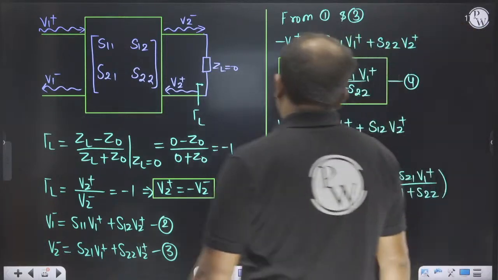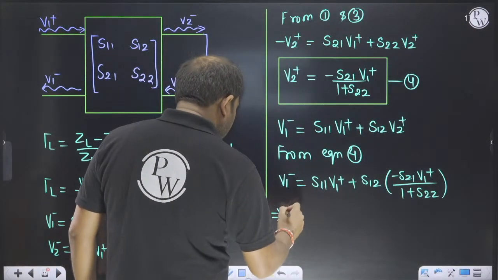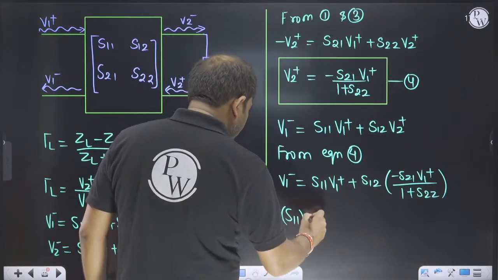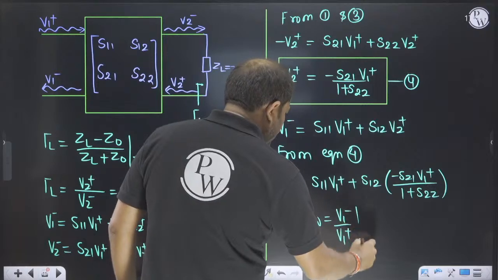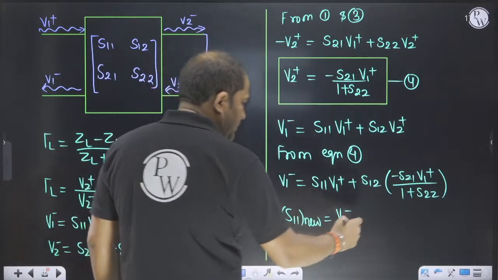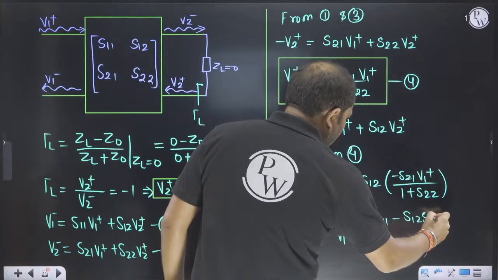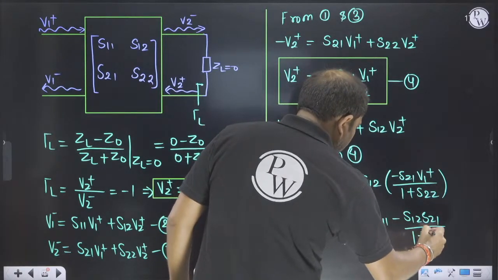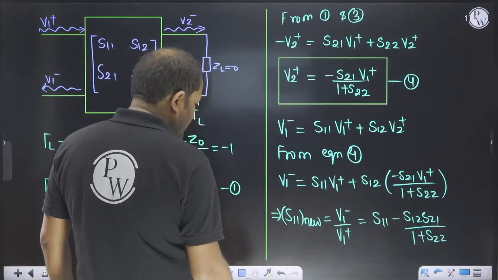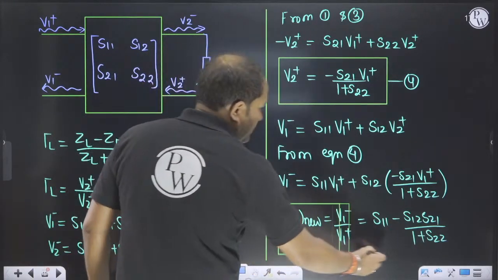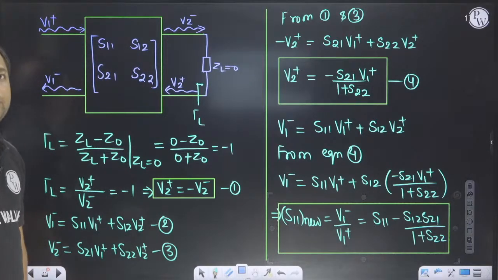Then after that, what will we get? We will get the value of V1 minus. So new S11 is equal to V1 minus upon V1 plus. So V1 minus upon V1 plus will be equal to S11 minus S12 S21 over 1 plus S22. So this is our new S11. We have calculated the new S11.